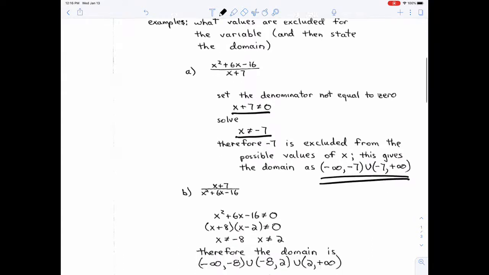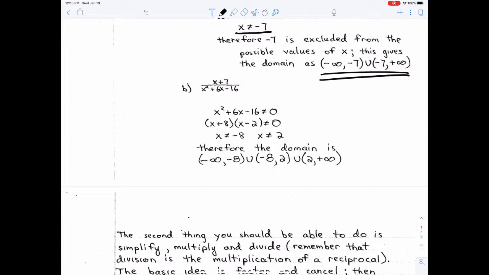Okay, another example. Here we have this fraction. So you just take the denominator, say it can't be 0. And then just like you would if it was equal to 0, you said each factor not equal to 0. So x is not negative 8 and x is not 2. Therefore, it's everything other than that. So we're going to start at negative infinity, go to negative 8, skip over negative 8 and go from negative 8 to 2, and then skip over the 2 and go from 2 to positive infinity.